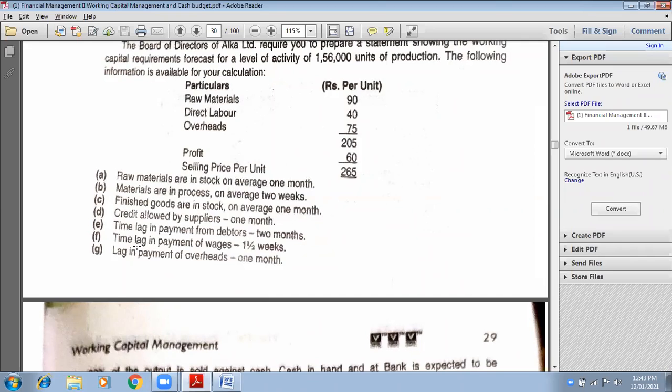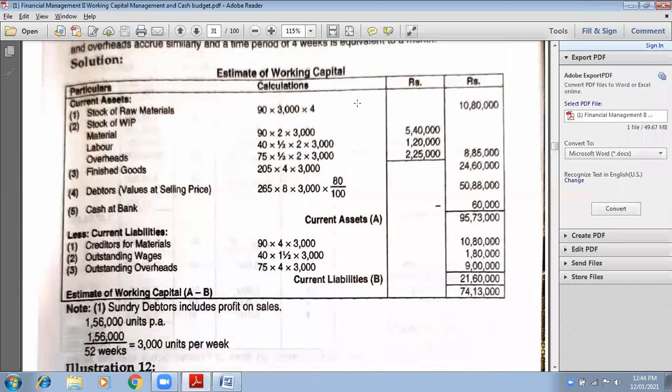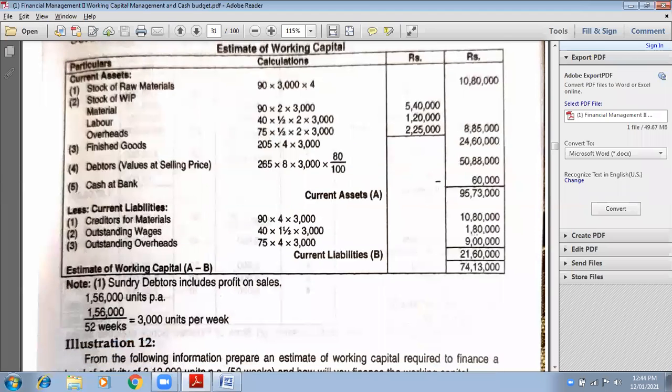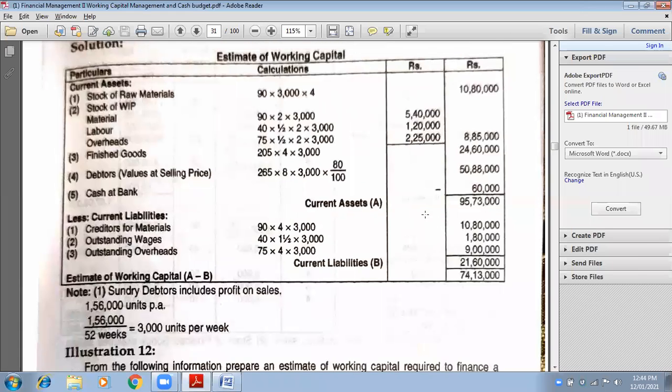So what is the rate? 40. Yes, it is already given in the question. Direct labor is 40 per unit. Rate will be 40. 3000 into 40 into 1.5. So your outstanding wages will be 1,80,000. Yes, 100% correct. You can verify this from the screen, 1,80,000 outstanding wages.